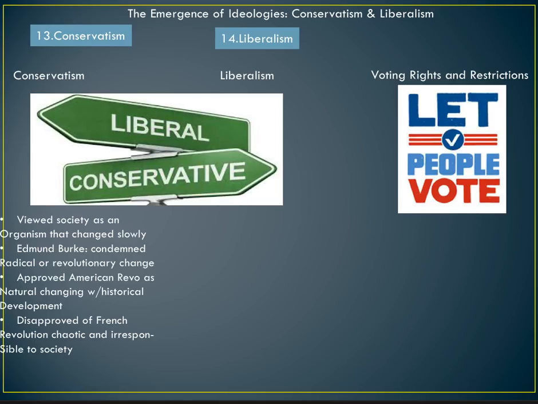And Edmund Burke condemns radical or revolutionary change. He was one of these political thinkers at the time. So in his eyes, if nations are going to change, it's going to happen naturally, not because a revolution occurs and forces it to change. All right? He approved of the American Revolution as a natural change with historical development, but he disapproved of the French Revolution because he said it was chaotic and irresponsible to society.